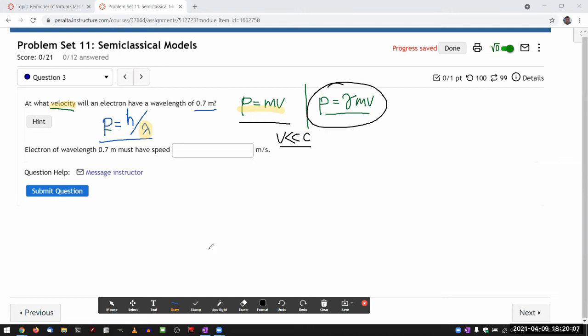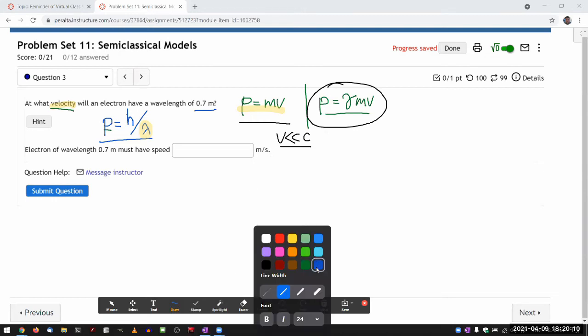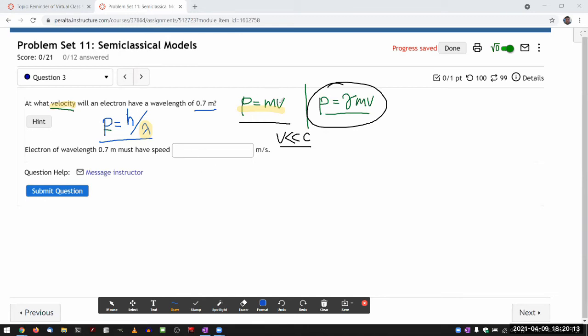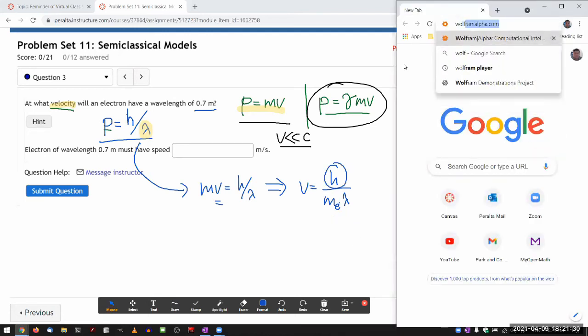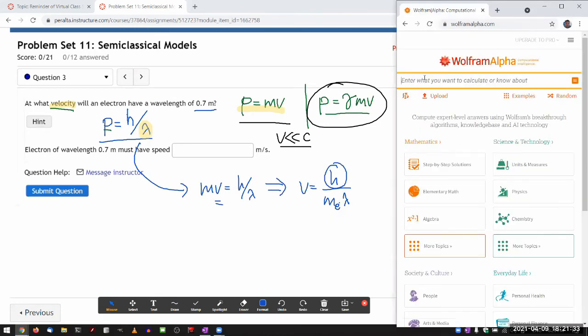I can do this all in one shot. Let me go through the algebra. Putting mv on the left-hand side, mv is equal to h over lambda. Solving for speed, v is equal to Planck's constant divided by the mass of the electron times its wavelength. Let me do this in Wolfram Alpha with as little pain as possible: Planck's constant divided by electron mass times the wavelength I was given, 0.7 meters.